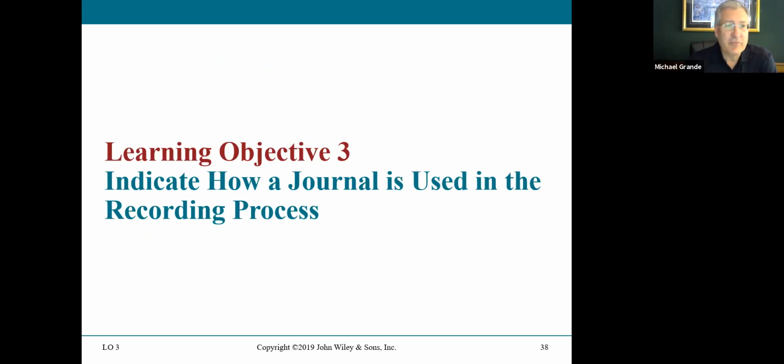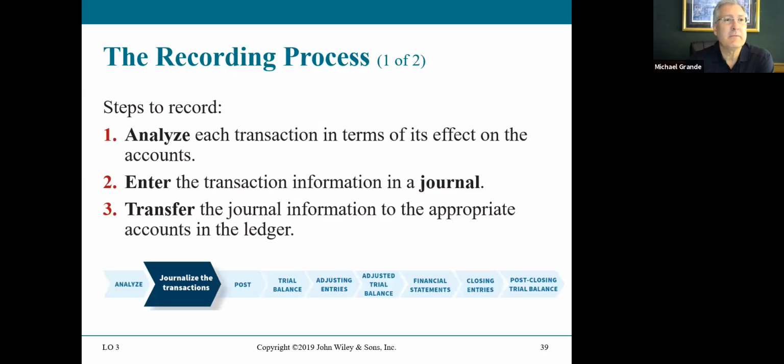Learning objective number 3, indicate how a journal is used in the recording process. The recording process, steps to record. Number 1, analyze each transaction in terms of its effect on the accounts. So which accounts are affected? Number 2, enter the transaction information in a journal. And number 3, transfer the journal information to the appropriate accounts in the ledger.